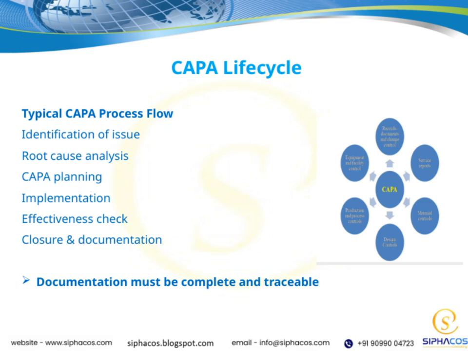The next step is implementation, where we put the plan into action, making the necessary changes or corrections. Once the corrective actions are in place, we conduct an effectiveness check. This step ensures that our actions have resolved the issue and that no new problems have arisen. Finally, we reach closure and documentation, which is essential. We must keep the documentation complete and traceable, so every step of the process is recorded accurately for future reference. This entire cycle is part of the broader CAPA life cycle, emphasizing continuous improvement. Remember, thorough documentation not only supports compliance, but also helps us learn and improve continuously.